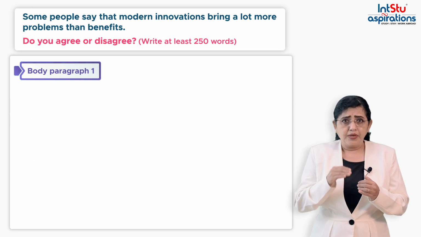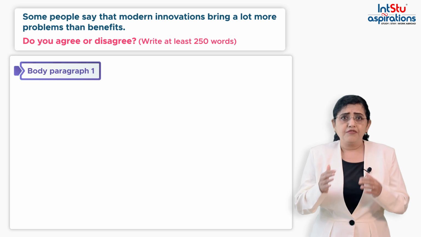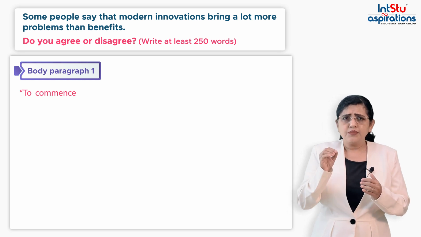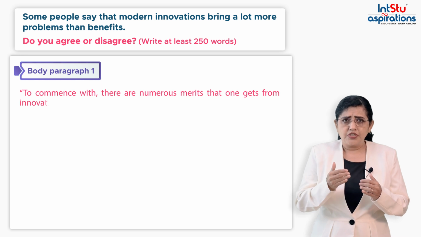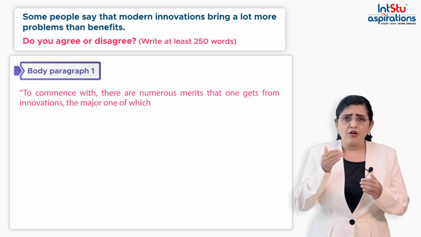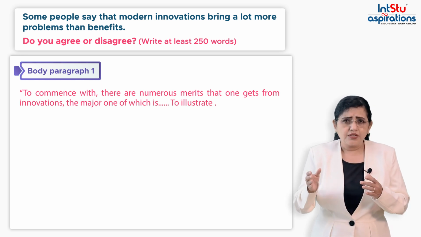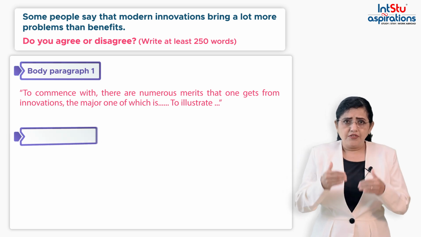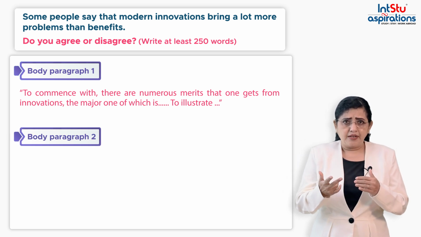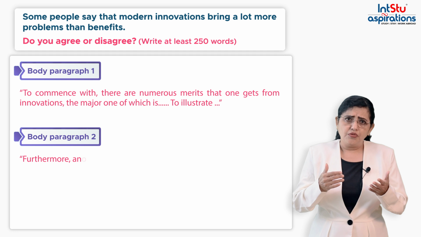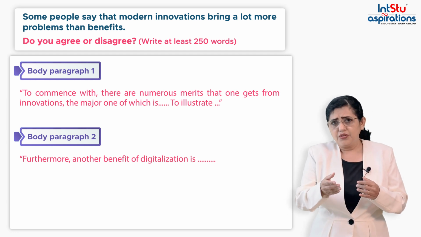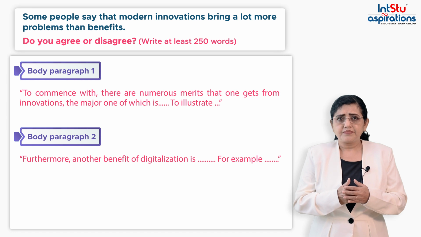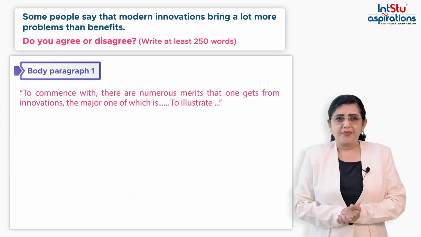Here, the opening line of the first paragraph can be, "To commence with, there are numerous merits that one gets from innovations, the major one of which is..." to illustrate. The general opening of the second paragraph can be, "Furthermore, another benefit of digitalization is..." and you can write, "for example." Now let us look at the body part.